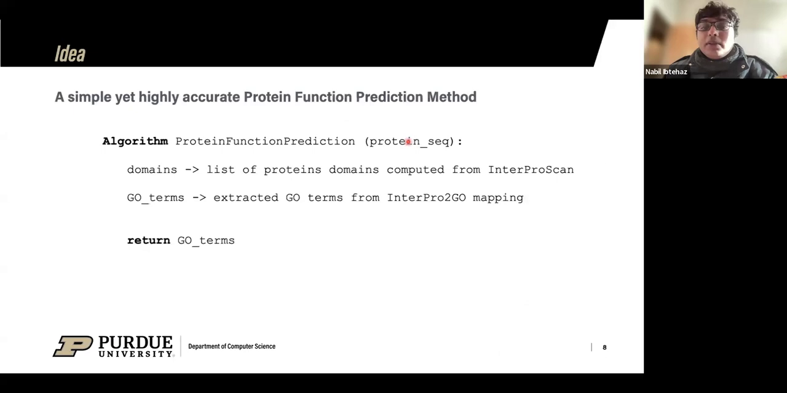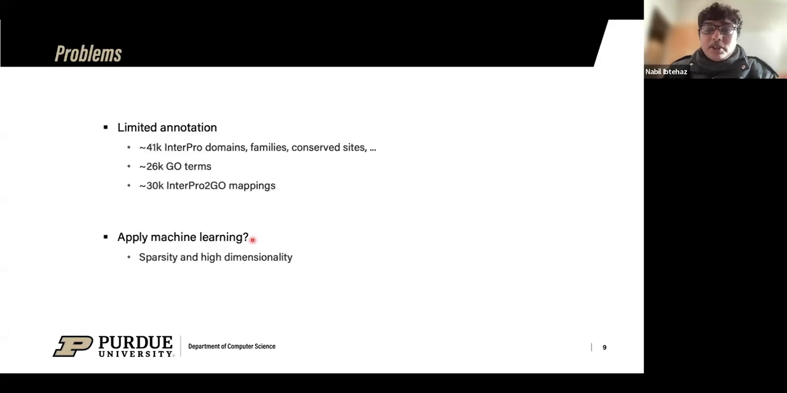Therefore, predicting protein function should be very simple. We will have a simple function that will take the protein sequence as input. Then we will extract all the domains running InterProScan, and from the InterPro2GO mapping, we will extract the GO terms and return the GO terms. So predicting protein function is very simple. Therefore, protein function prediction should be a solved problem. But unfortunately, that's not the case. There are some limitations behind this kind of approach.